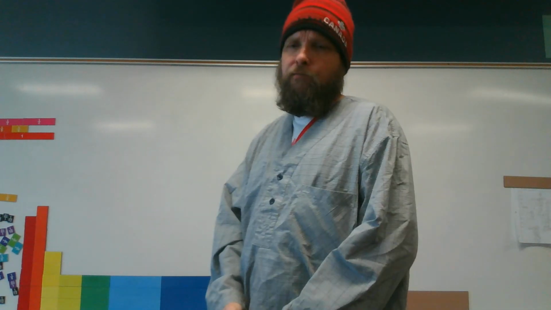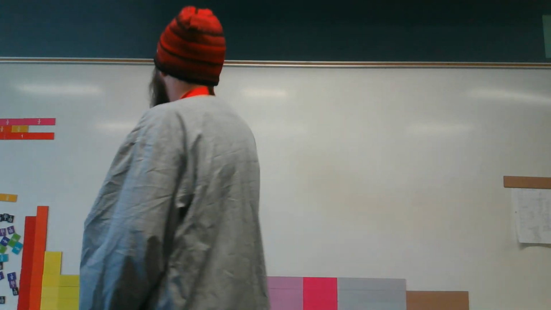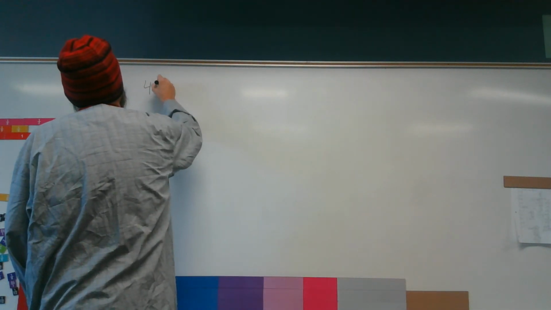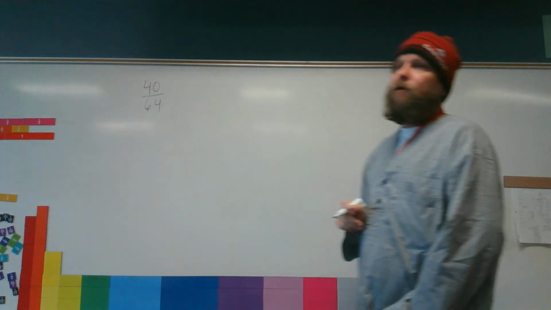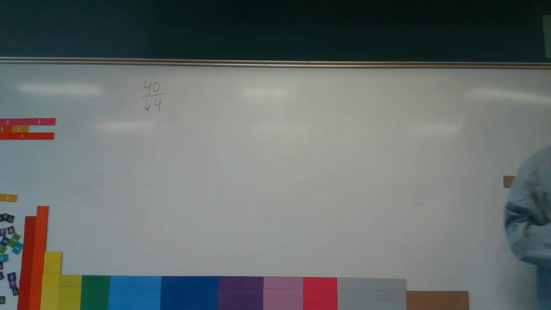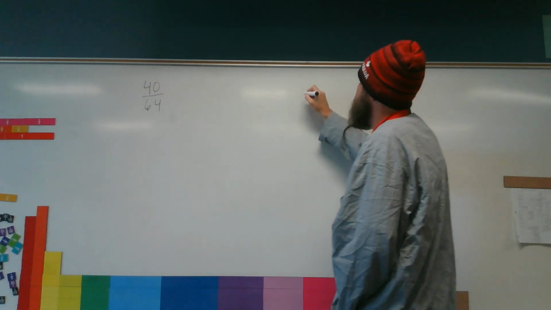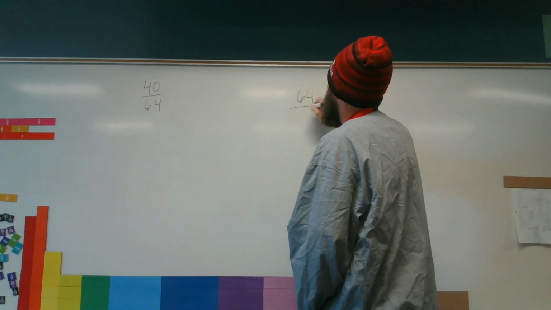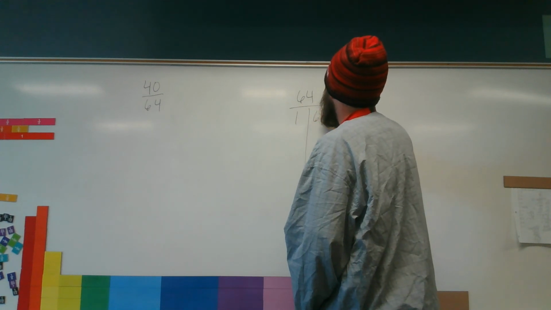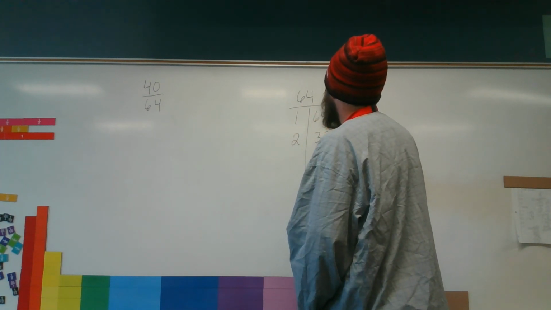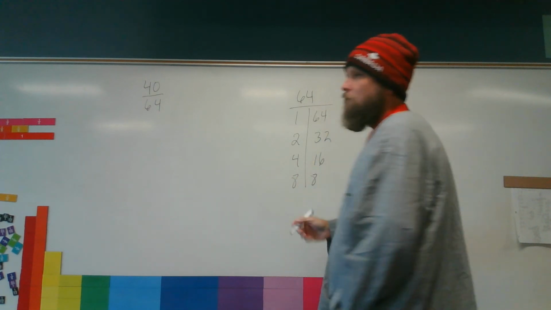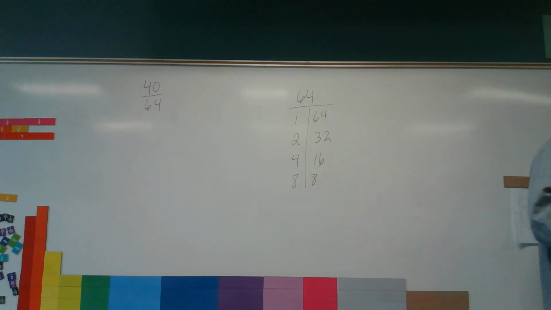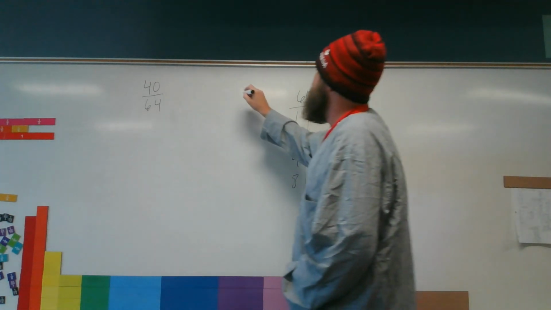Oh, the next one was 40/64. Awesome thing about that is you've already done the 64 if you did the work in your journal and left it. That's kind of another reason why I had you do it in your journal. So let me put that back up there. 64, 2, 32, 4, 16, 8, and 8. You should already have that. So then we just have to do the factors of 40.